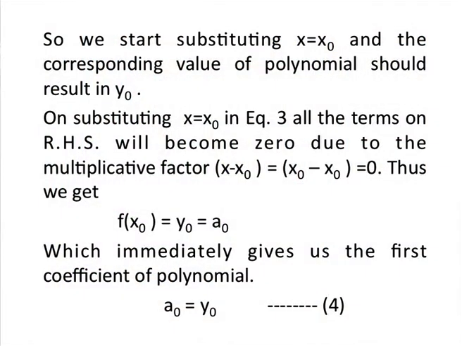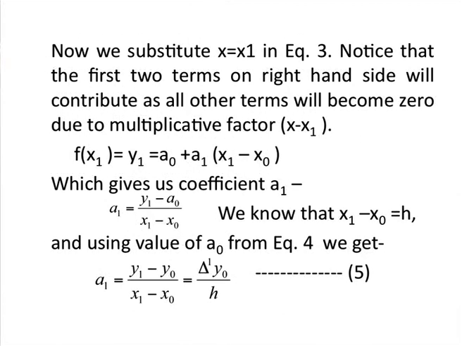As the polynomial is passing through all these data, we will start from the first value and say the polynomial will pass through x is equal to x0, correspondingly y will be y0. If you substitute f(x) equal to y0 and x equal to x0 in equation 3, you will see that all terms in the expression apart from the first term will become 0. So, you will immediately get the first coefficient a0 equal to y0, represented by equation 4.